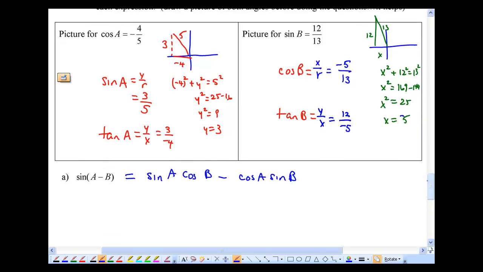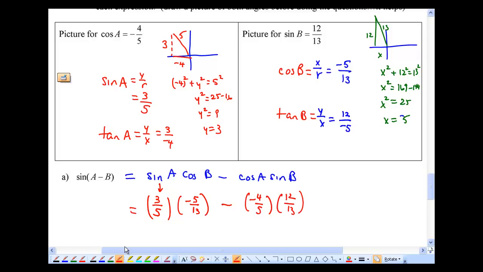What's sine A again? Well, you just look up top. Sine A seems to be the fraction 3/5. What's cosine B? Well, that seems to be the fraction negative 5 over 13. Well, minus cosine A, which is just negative 4/5, and sine B, which is just 12 over 13.